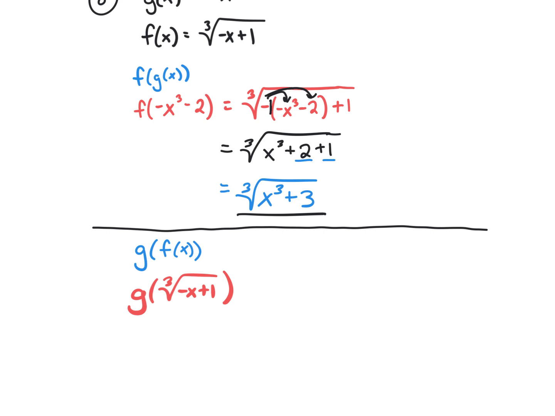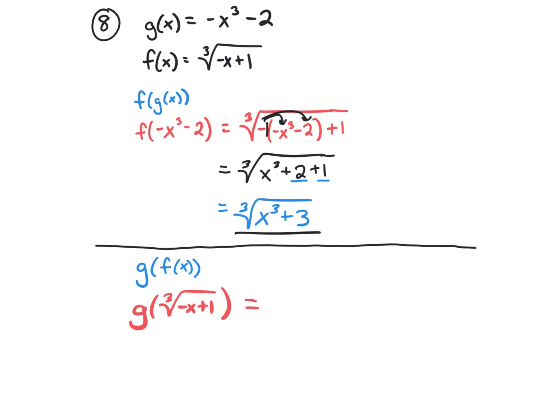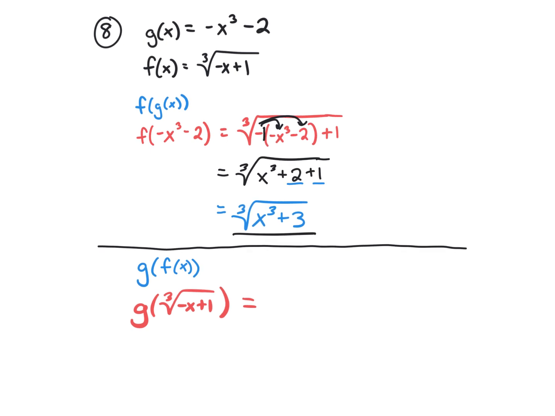So once I have that, what do I do from here? Yep, I'm going to plug this into my g function where I have that x. Being careful, I have that negative there. Okay, so I have negative times the cube root of negative x plus 1. All of that is to the third power because of this right here. And then I still have that minus 2.